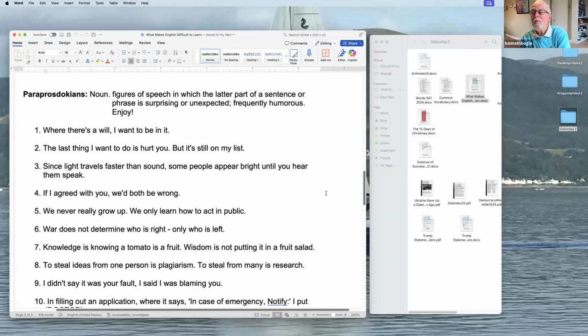Um, let's go to Maxime. Can you read the second one? Okay. The second is: the last thing I want to do is hurt you, but it's still on my list. All right. Do you get the humor to that, Maxime? No. Well, that's interesting. All right. It just means that you're still in jeopardy. You're still likely to be hurt if you don't behave. Does that make sense?